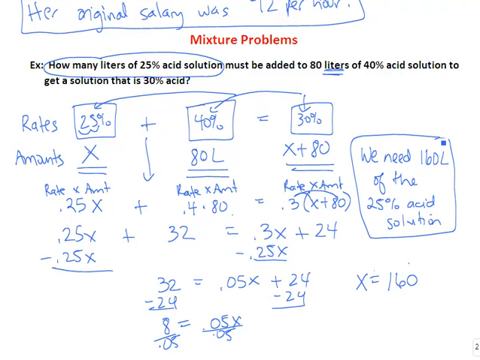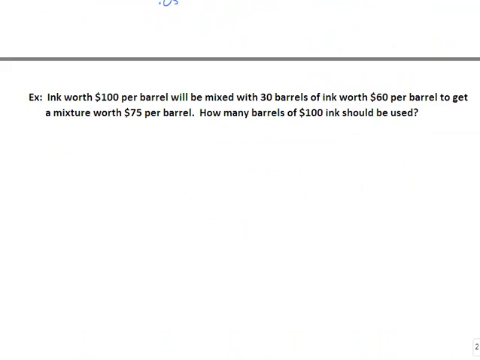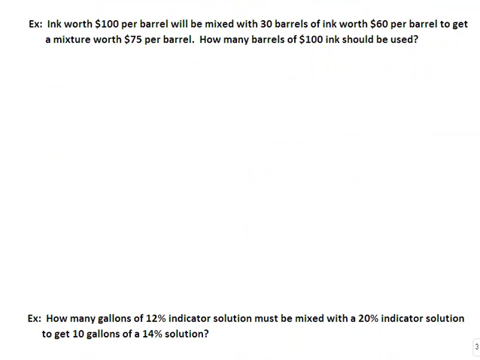Okay, let's try another one of those. Same kind of problem, but worded a little bit differently. This time we have ink worth $100 per barrel will be mixed with 30 barrels of ink worth $60 per barrel to get a mixture worth $75 per barrel. How many barrels of $100 ink should be used?